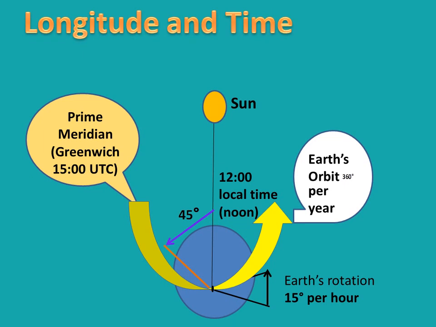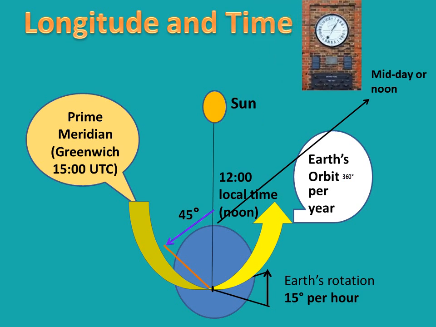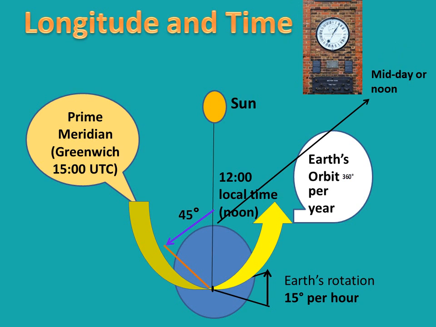When the prime meridian of Greenwich has the sun at the highest point in the sky, all the places along the meridian will have midday or noon. As the earth rotates from west to east, those places east of Greenwich will be ahead of Greenwich time, and those to the west will be behind it.